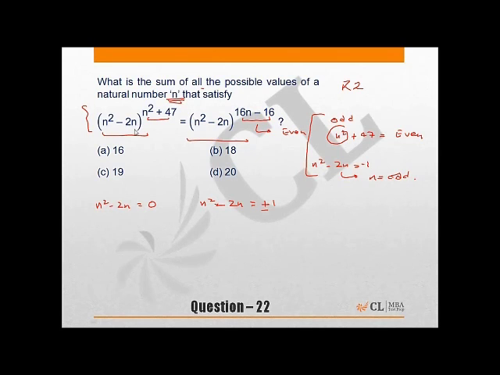And the third case is, since the bases are the same, n square minus 2n, the powers to be equal. So n square plus 47 equal to 16n minus 16. Let's solve this. So this implies n square minus 16n plus 63 equal to 0. This implies 63 is 9 and 7. So n minus 7 into n minus 9 is equal to 0. That means n can be equal to 7 or 9.